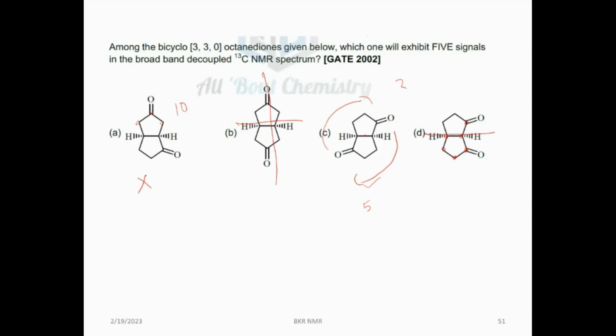So even if I rotate, they are homotopic. So all the carbons will be the same. One half is the same as the other half. Okay, so this also gives 5 signals. So I suppose both C and D can be the answer. Do you agree or not with me?